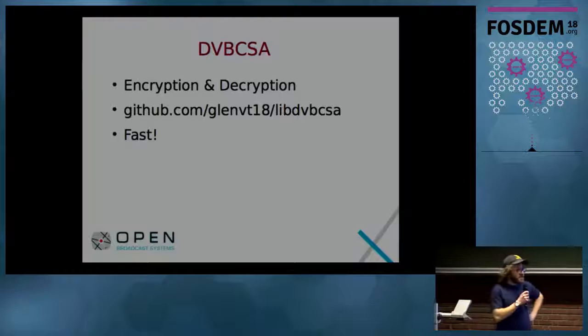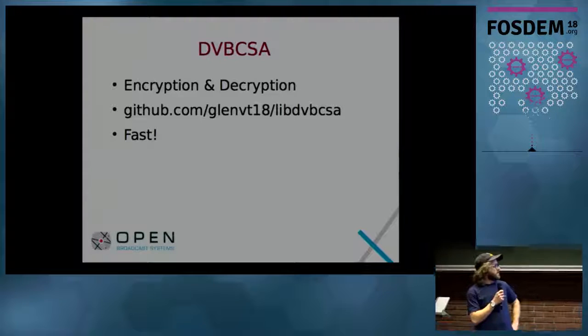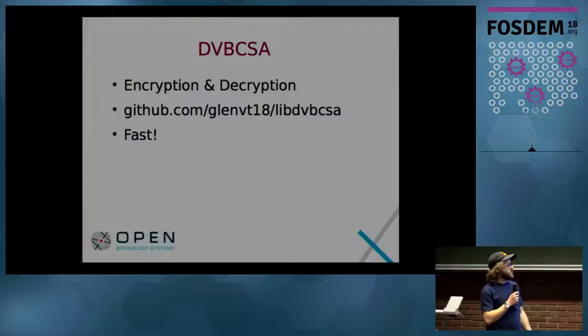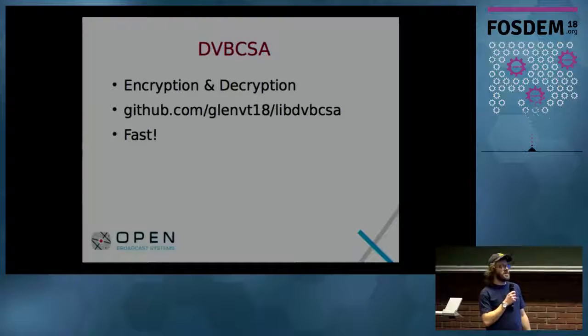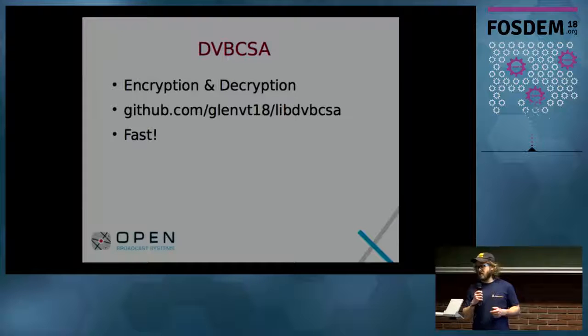We had DVB-CSA, which is an encryption system for satellite, so for pay TV. You can do both sides, encryption and decryption. And it's actually a fork. The original version came from VideoLAN, and that guy forked it, added SIMD, and devised the bit slicing implementation, so it's very, very fast. I think a couple gigs per second on modern hardware.